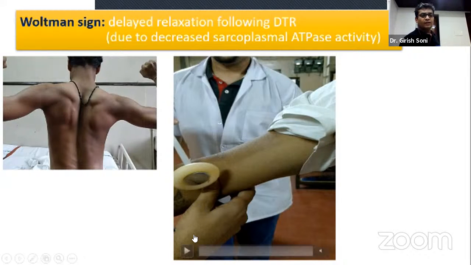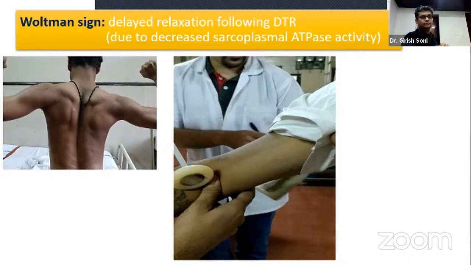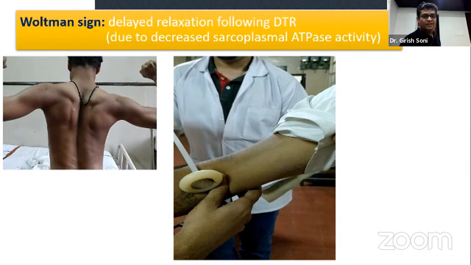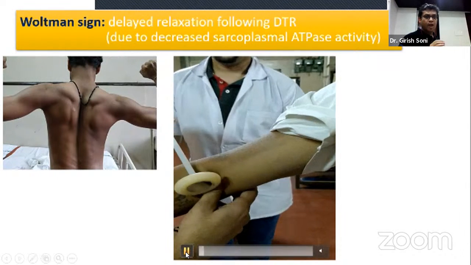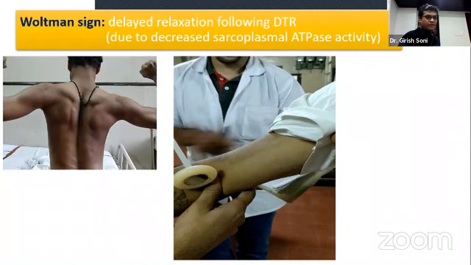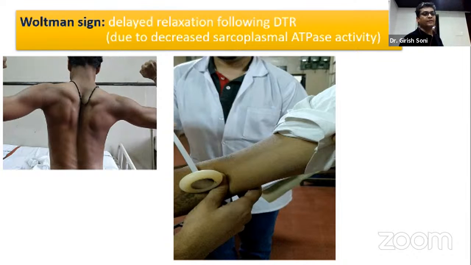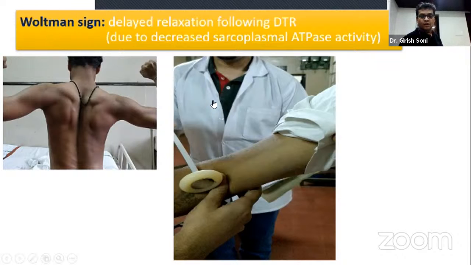And on clinical testing, you can easily appreciate delayed relaxation following deep tendon reflex. This ideally should be checked over the tendo-Achilles tendon, but can be seen over the biceps jerk, and it is called Woltman's sign. So Woltman's sign is again classical of hypothyroid myopathy.